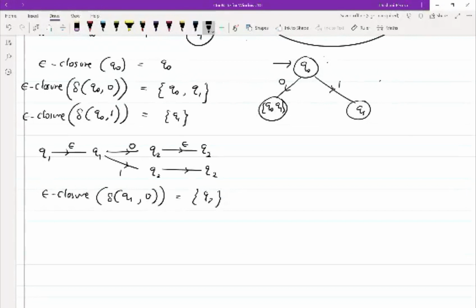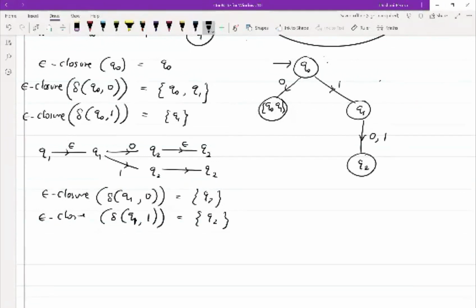And if I do the same thing for 1, epsilon closure of delta Q1, 1 is also going to be Q2. Using these two, I'm going to extend my diagram saying when at Q1, if I give 0 or 1, I come to state Q2. That part is done.